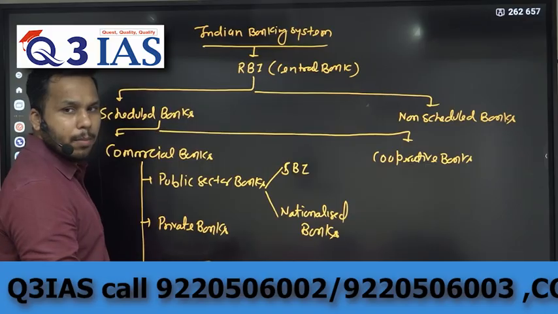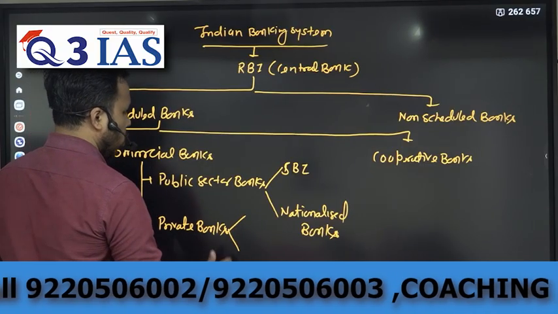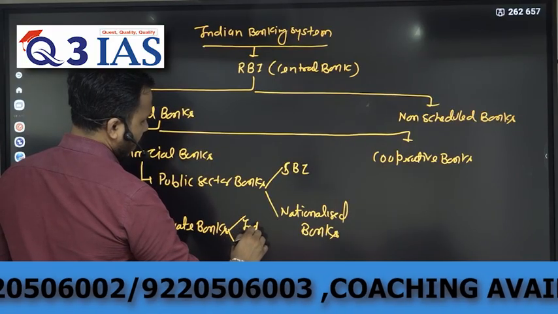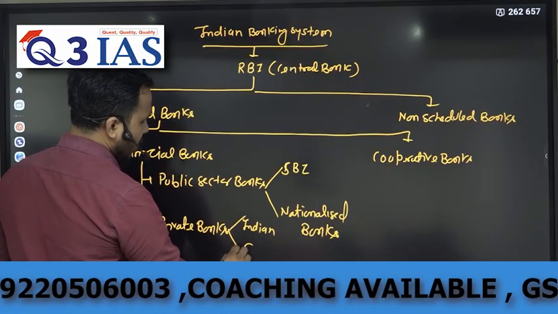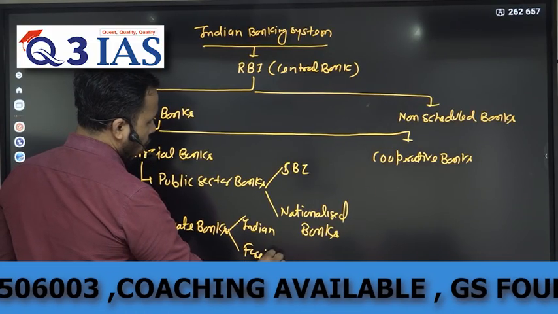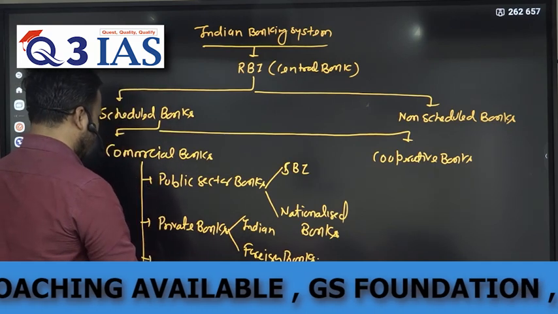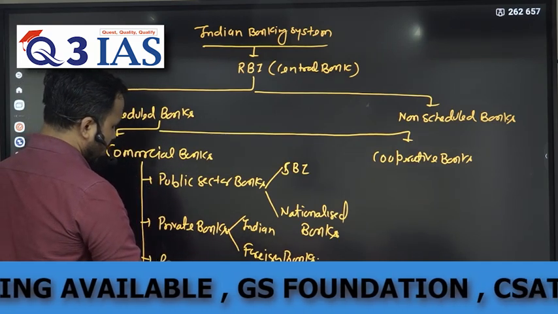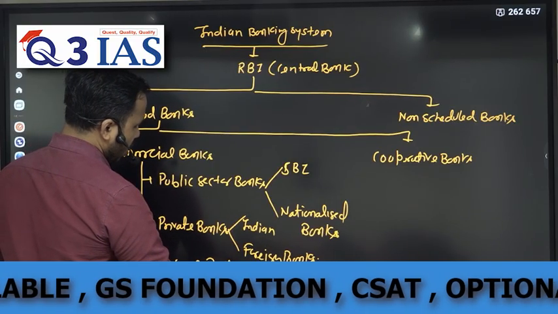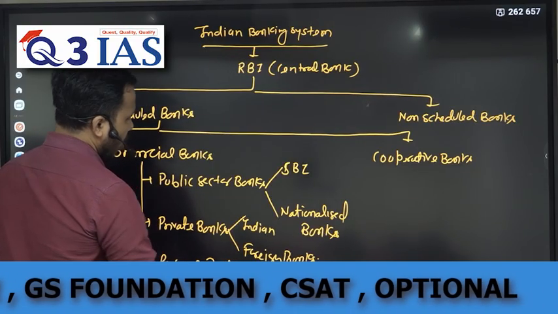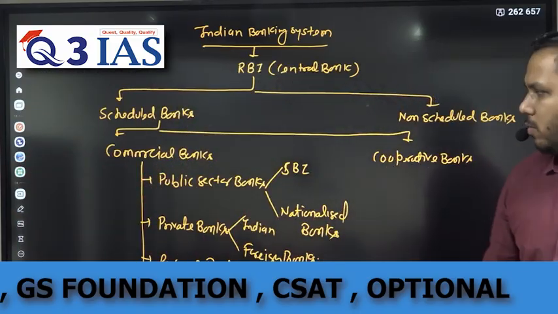Private banks can be segregated into two parts. First is Indian private banks, and second is foreign banks. And the third type is regional rural banks.